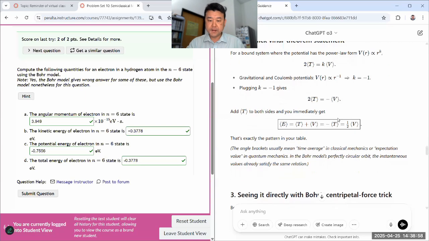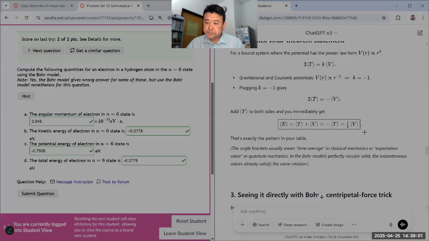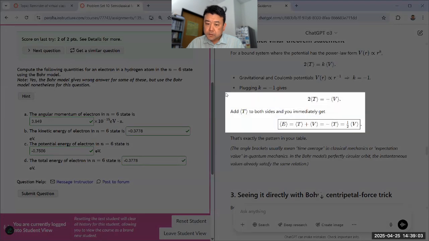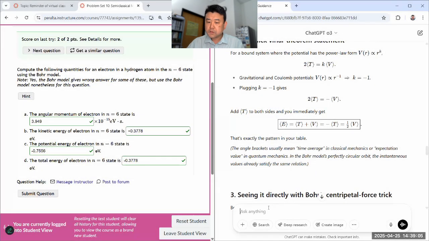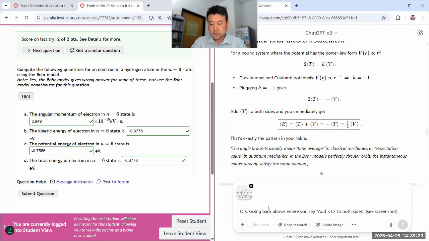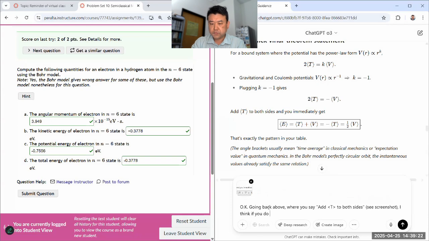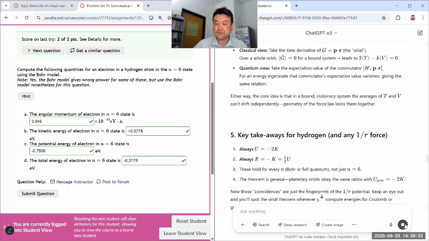Yeah, let me point that out. Okay, going back above where you say add t to both sides. See screenshot. I think if you do that, you get 3t is equal to t minus 3. No? Yeah, it'll probably correct.